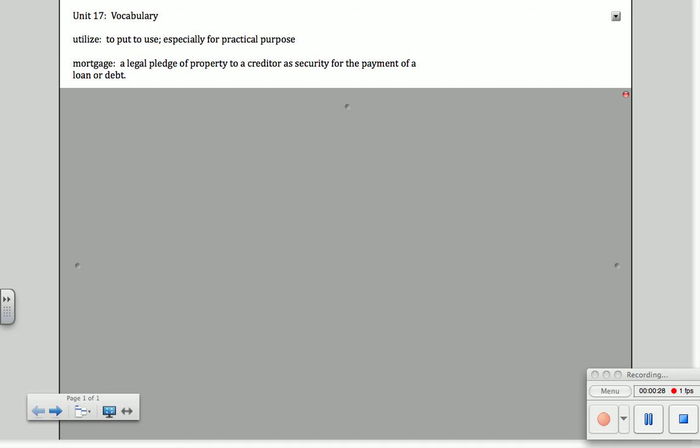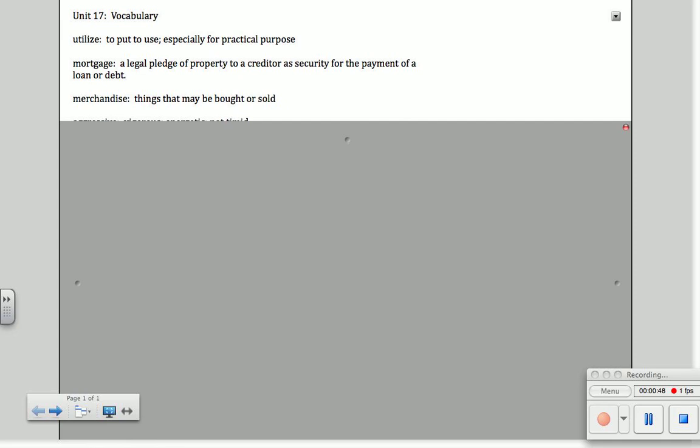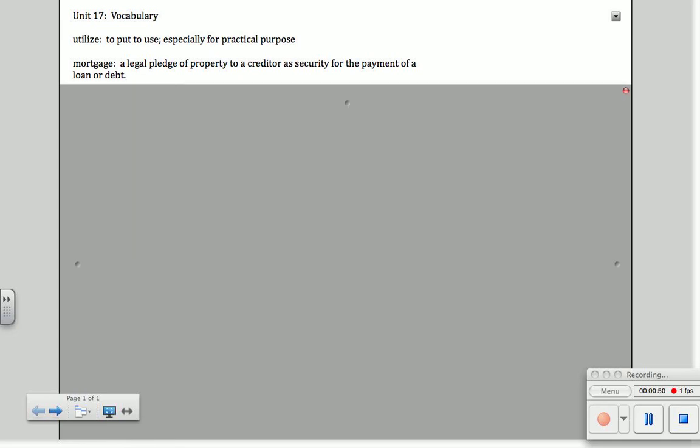The next word is mortgage, probably a word your mom is very familiar with in the real estate business. Okay, basically a mortgage is a legal pledge of property to a creditor as security for the payment of a loan or a debt. Usually people take a mortgage out on a house. Okay, it's usually for a large purchase.